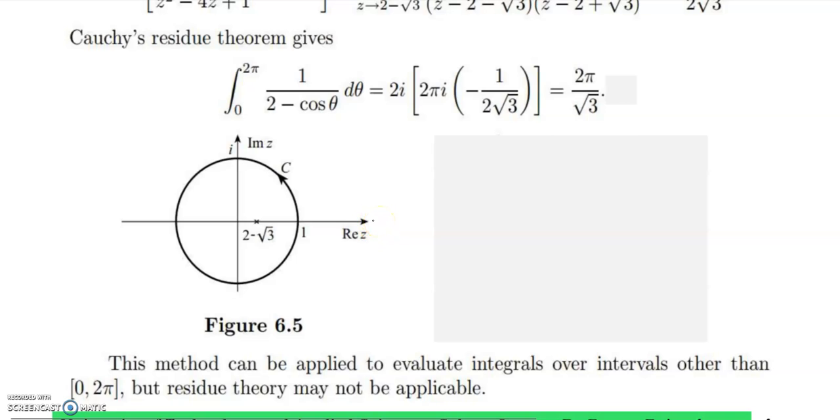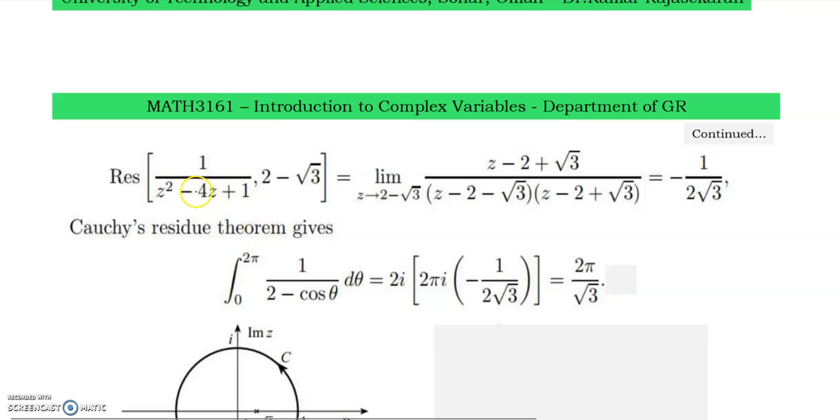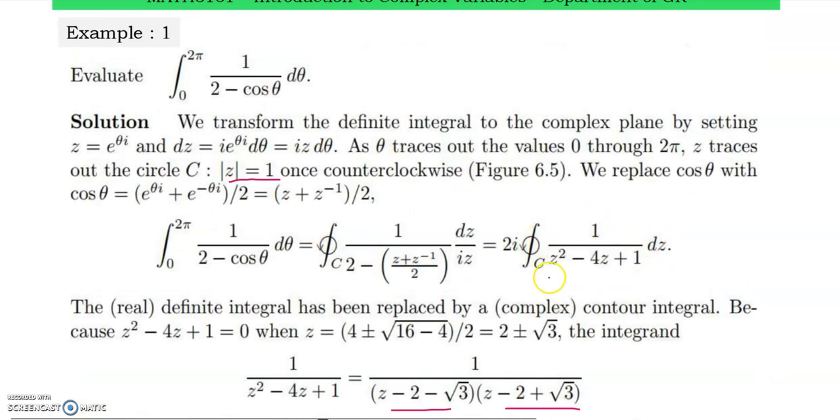So now we have found which pole is inside. The 2 minus root 3 is a simple pole and lies inside. Now we are going to find the residue for this. How to find the residue? Now you see here, the residue of the function. This is the function from the simplification.